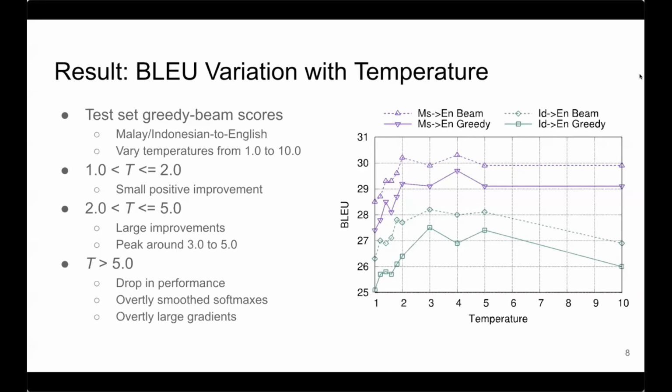Finally, if we increase the temperature beyond 5, we start observing drops in performance because the softmaxes are overly smooth and the gradients are quite large. Now, once again, you have to remember that we multiplied the loss by the temperature that we use. And therefore, higher temperatures mean the loss is also multiplied by a higher value, which definitely affects the gradients that are being computed.